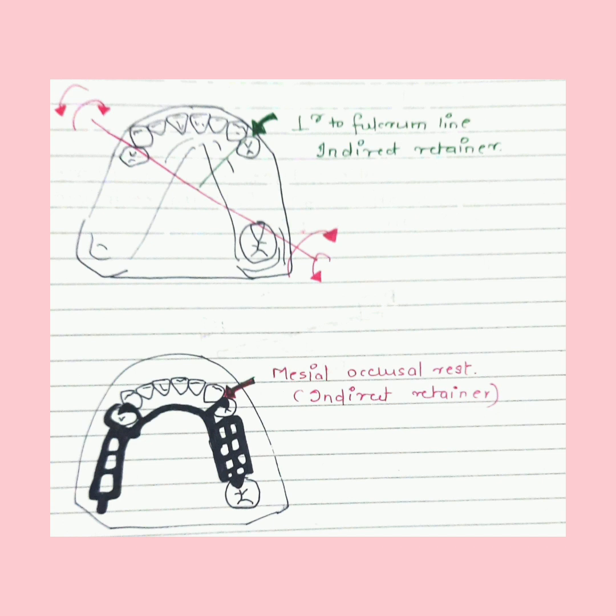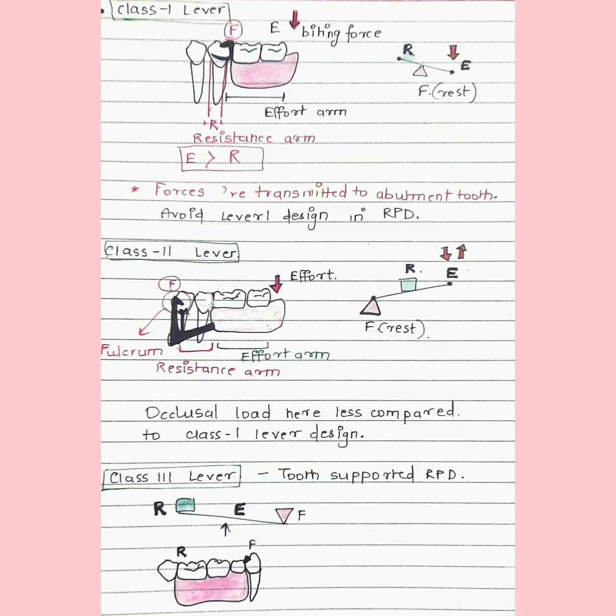Here we have given a mesial auxiliary occlusal rest as the indirect retainer. Why mesial? We'll get to it as we go ahead with the video. I intend to make a separate video on biomechanics in RPD, but for now we'll just discuss this lever mechanism or lever principle, because this principle helps us design better RPDs. There are three types of lever based on the location of fulcrum, resistance, and direction of force, that is, effort.